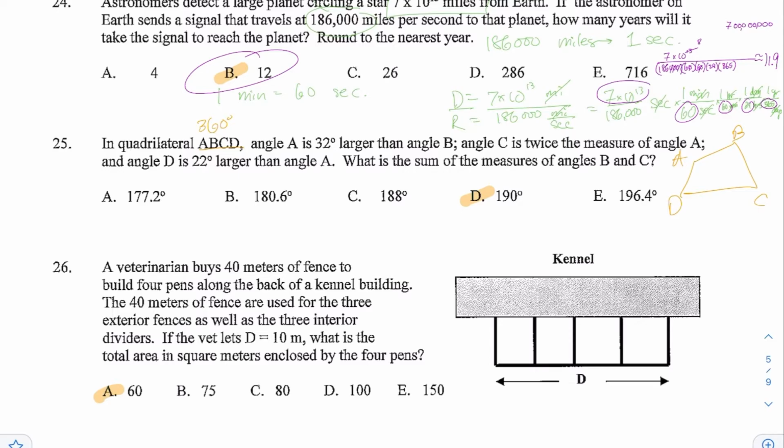And A is 32 larger than B, and C is twice the measure of angle A. So you start with B, let's call it B. A is 32 degrees larger, so that's B plus 32. And C is twice that. So when you have B plus 32, and you double it, you'll have to distribute, which will give you 2B plus 64. And that's for angle C. And then angle D is 22 degrees larger than A, which will be B plus 32, which is angle A, plus another 22. So that's going to end up being B plus 54.